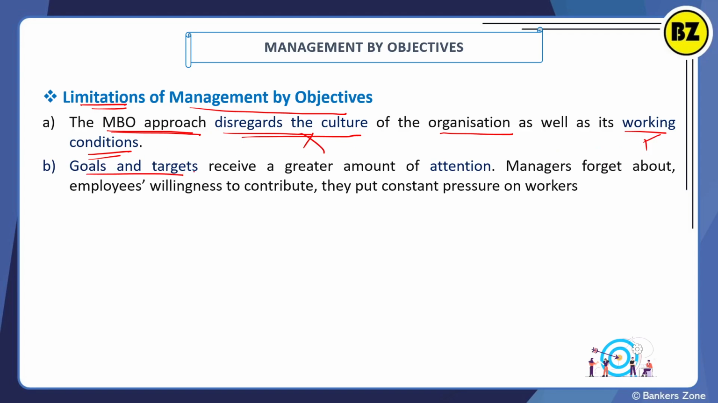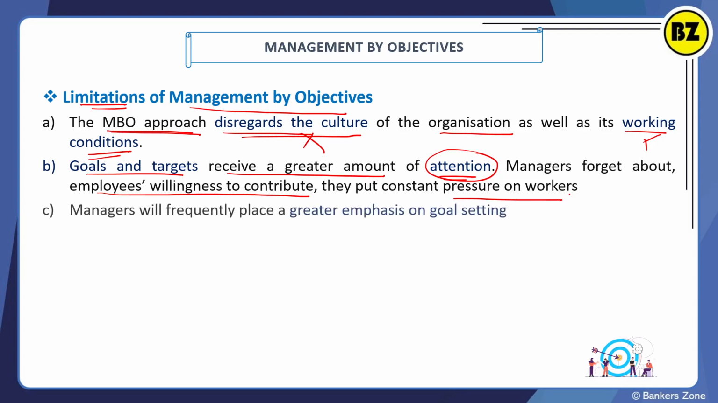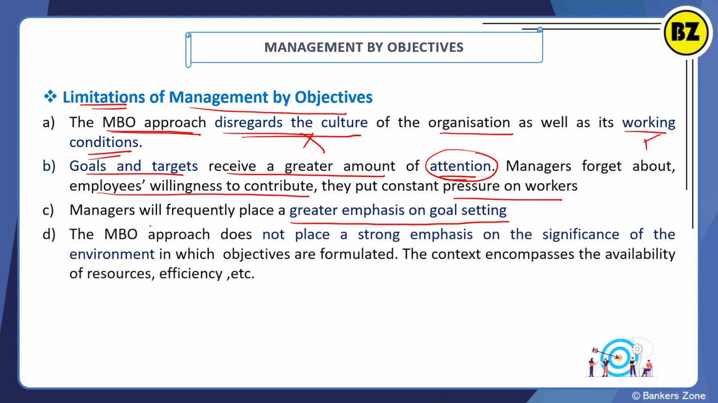Then goals and the targets receive a greater amount of attention. Here the process is based on the targets, so that's why goals and targets will receive more attention, and the manager forgets about the employee's willingness to contribute, right? Also the pressure on the worker is foregone. Okay, now managers will frequently place greater emphasis on goal setting because it is a concept based on the goal, right? The MBO approach does not place a strong emphasis on the significance of the environment, so they are not worried about the environment in which they are going to formulate the objective or the goal.